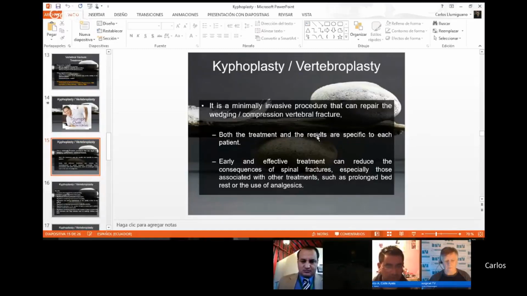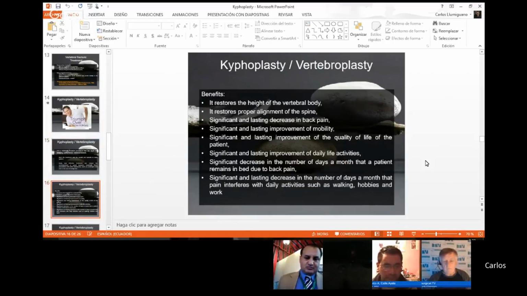We must know that kyphoplasty and vertebroplasty are minimally invasive procedures that can repair a wedging or compression vertebral fracture. Both treatments have results specific to each patient. Early and effective treatment can reduce the consequences of spinal fractures, especially those associated with other treatments such as prolonged bed rest or the use of high-dose analgesics.